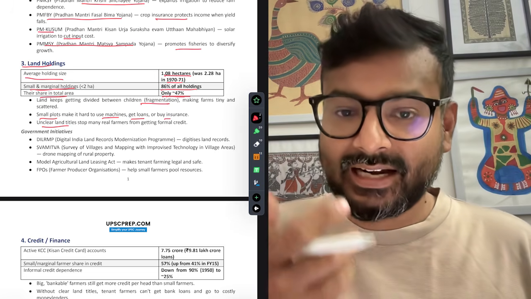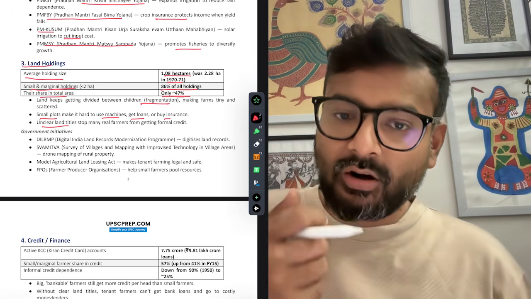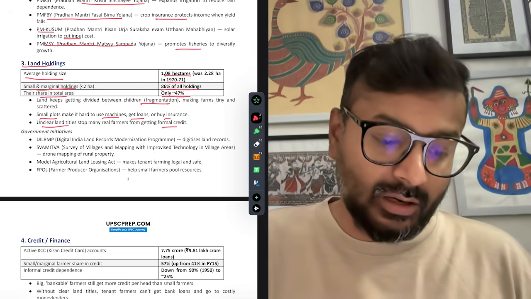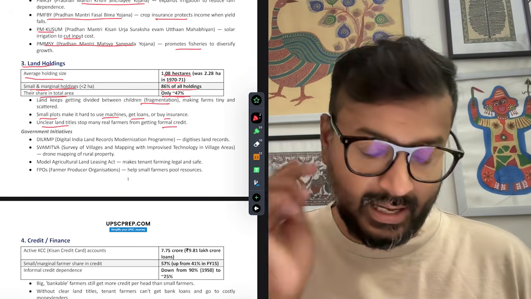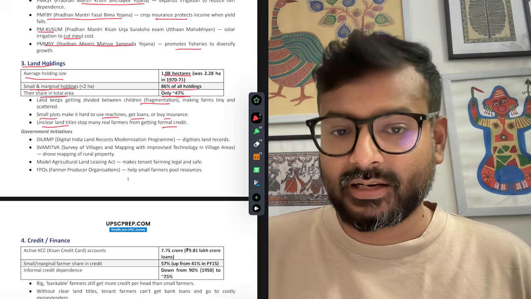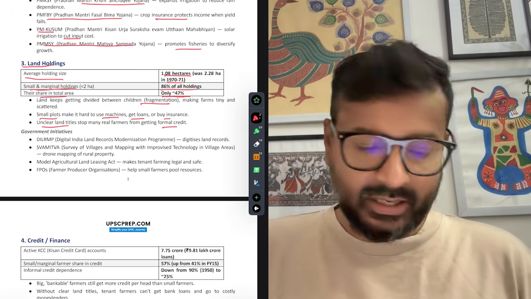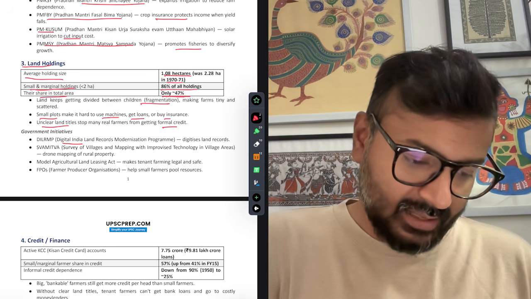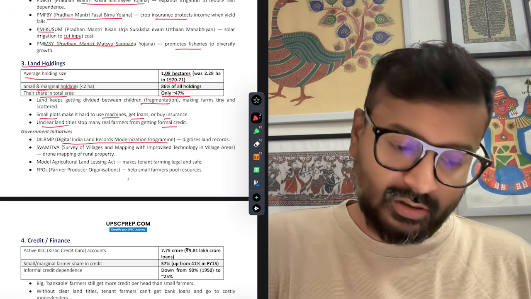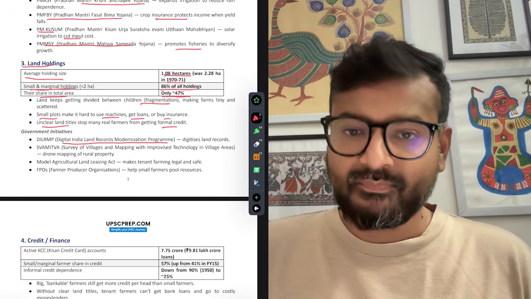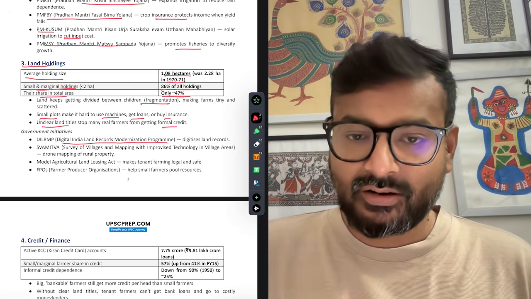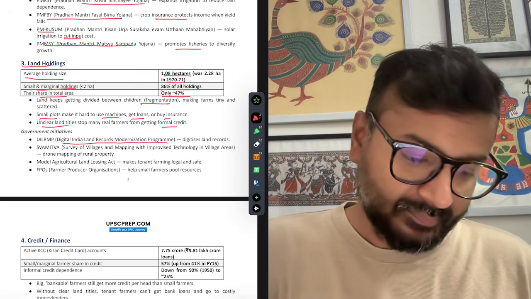So because the land titles are disputed, a lot of farmers are not able to get loans or formal credit from banks, and they have to go and take informal credit at exorbitant interest rates. Okay, what are some government initiatives in this direction? There is a Digital India Land Record Modernization Program, which is digitizing a lot of land records so that disputes become less.